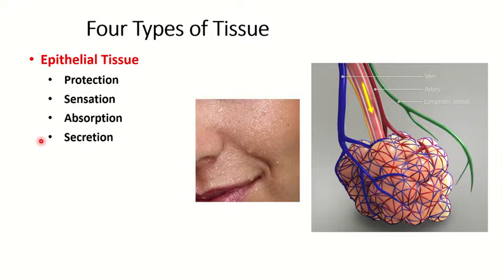And secretion can be in different ways. It can be through the skin, like sweating, or it can be directly to the blood, for example, thyroid hormone or insulin. And also it can be in the hollow organs, for example, saliva or mucus can be secreted.